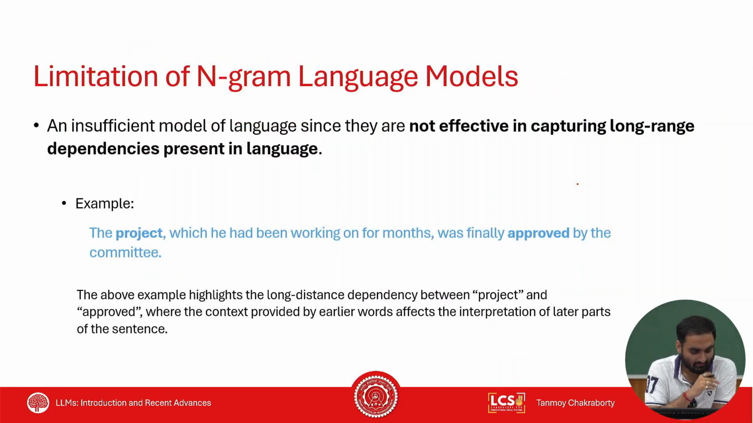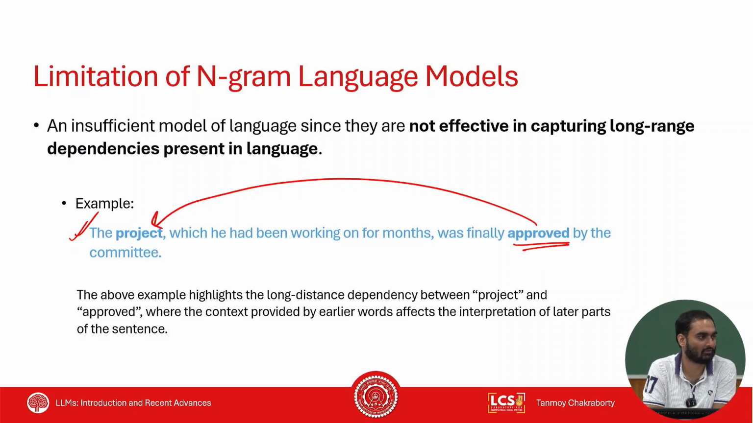Okay, so the other problem of n-gram language models is long range dependency. If you look at this sentence here: the project which he had been working on for months was finally approved by the committee.